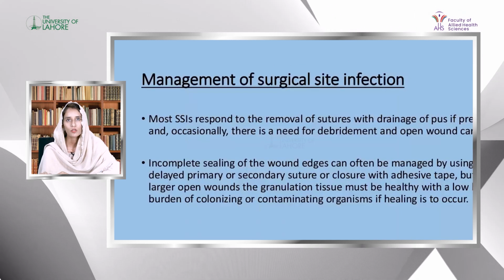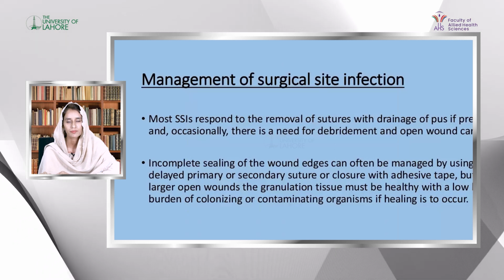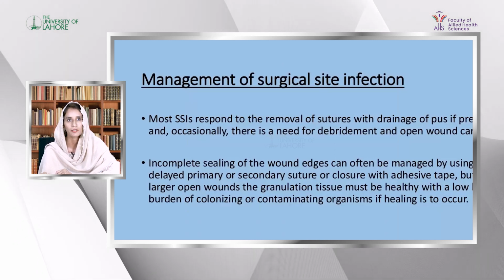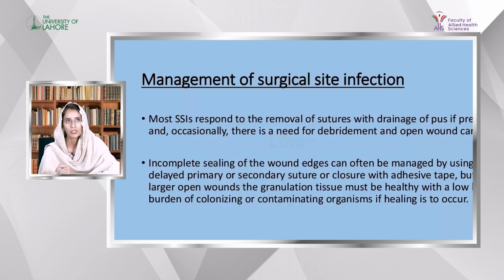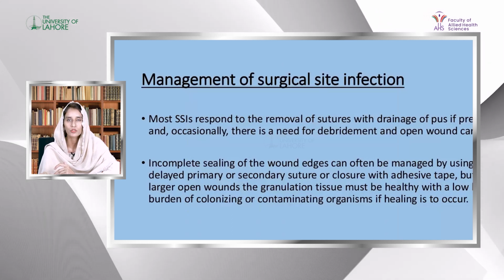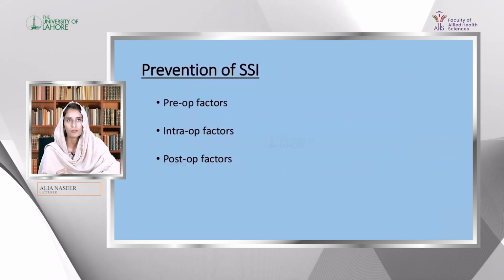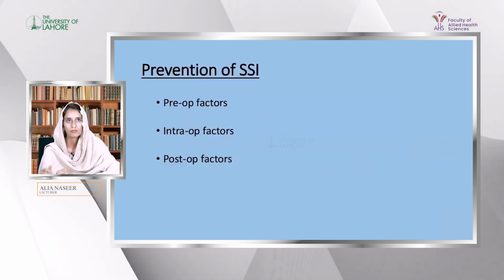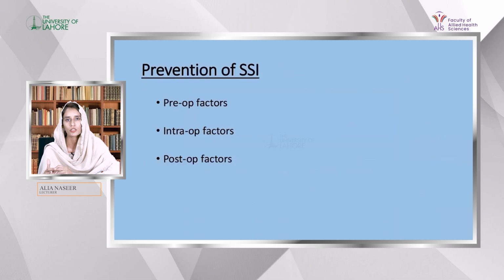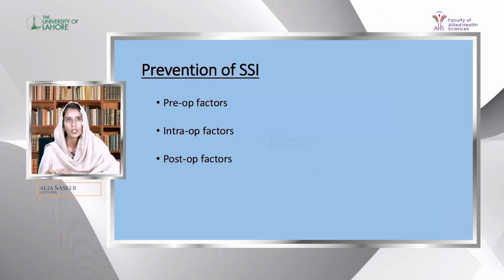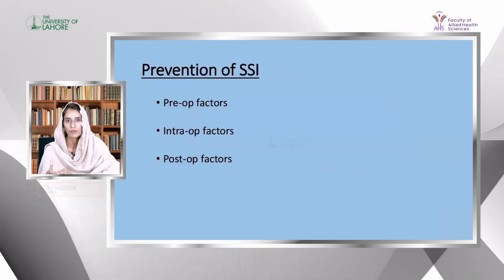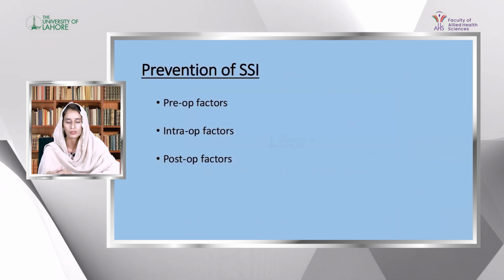Next is the management of surgical site infection. We can treat surgical site infection mostly by removing sutures with drainage of pus. Other measures are for prevention of surgical site infection. There are three factors involved in the prevention of surgical site infection. First are the pre-op factors, second are the intra-op factors, and third are the post-op factors.